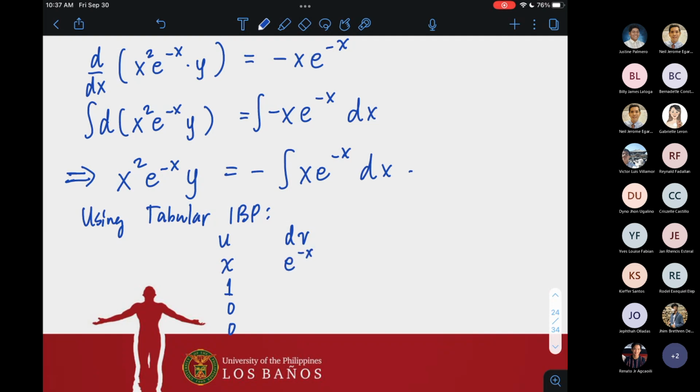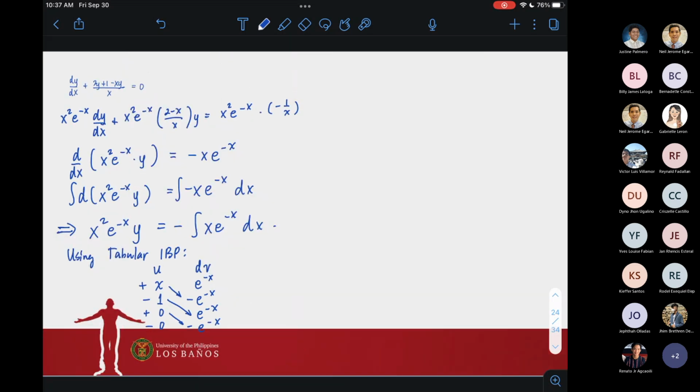So I don't have any choice here. DV is e to the minus x. I'll just integrate it: negative e to the minus x. Then e to the minus x, minus e to the minus x. Then what is this? Diagonal product. Then alternating sign. Right?